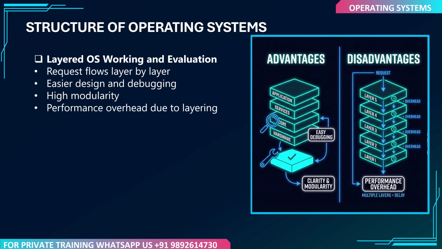The big advantage of layered systems is clarity and modularity. If something goes wrong in one layer, it is easier to identify and fix. It also becomes easier to modify or replace a layer without changing the entire system. However, the drawback is performance. Every request has to pass through multiple layers, which adds overhead. Because of this, pure layered systems are less common in practice, though the idea of layering influences many modern designs.